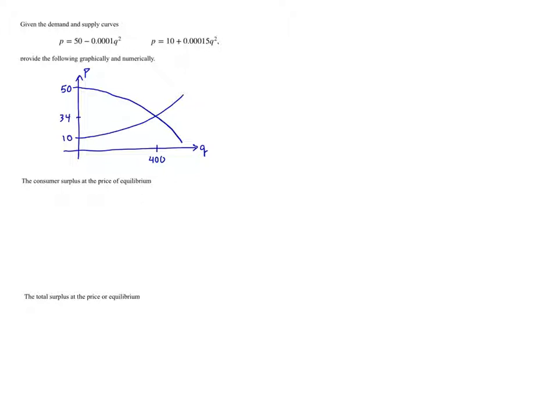Thus, at equilibrium, if we were to sell 400 items at a price of $34 per item, the area here represents the total revenue, and the revenue would be the $34 times 400 units, which would give us $13,600.